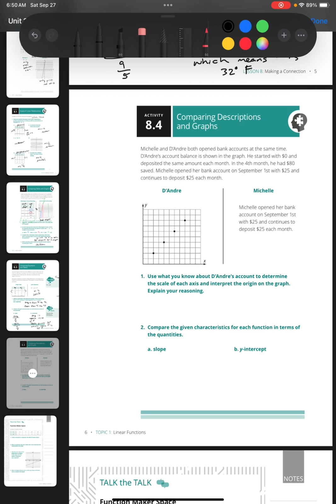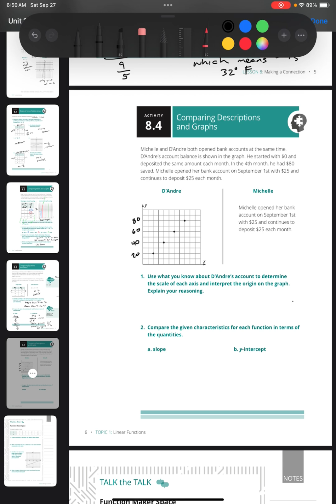All right, so looking at our graphs here, we see DeAndre's graph, and Michelle's description of opening her bank account on September 1st with $25 and depositing $25 each month. So it says, use what we know about DeAndre's account to determine the scale of each axis. Well, we know he ended up with 80 after 4 months, and that graph's showing 4 deposits. So we can assume this is 80 here. And if that has to be 80, each one of those deposits has to be equal to 20, 40, 60 to get to 80.